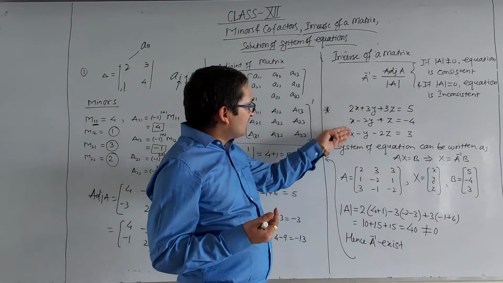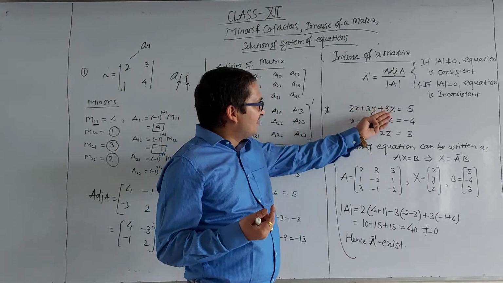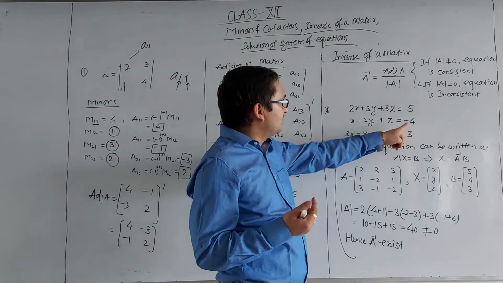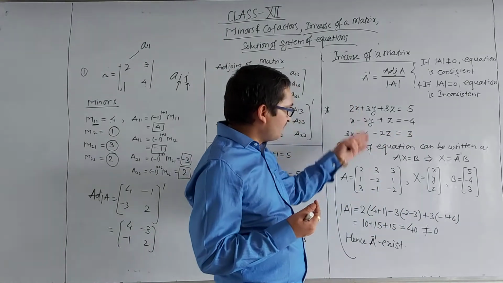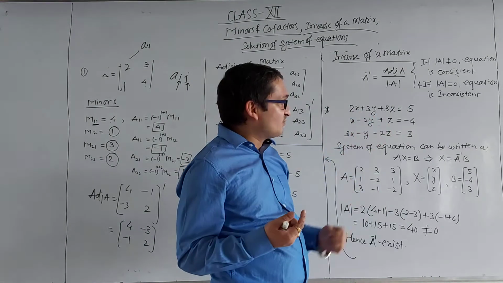One of the equations I have taken is 2x plus 3y plus 3z is equal to 5, x minus 2y plus z is equal to -4, and 3x minus y minus 2z is equal to 3. We have to solve it. Solve means find the value of x, y and z over here.